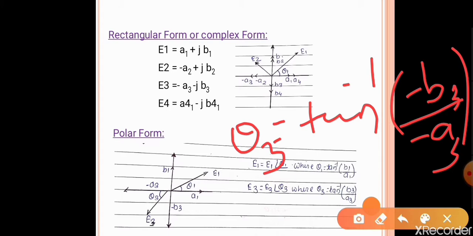So this is clear. In the rectangular form you have to write the equation in terms of A plus jB, whereas in the polar form you have to write the equation in terms of magnitude with respect to the angle.